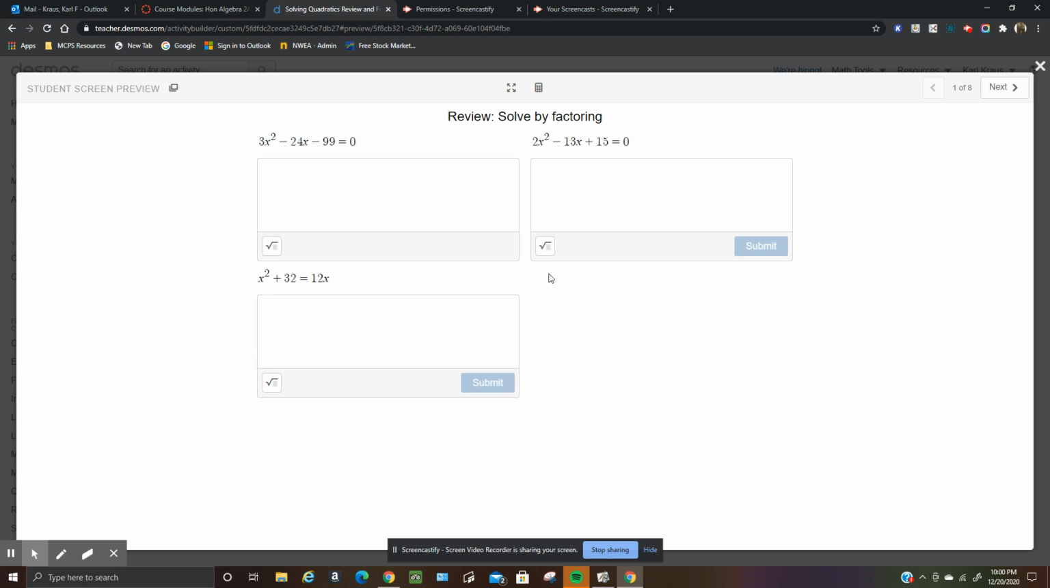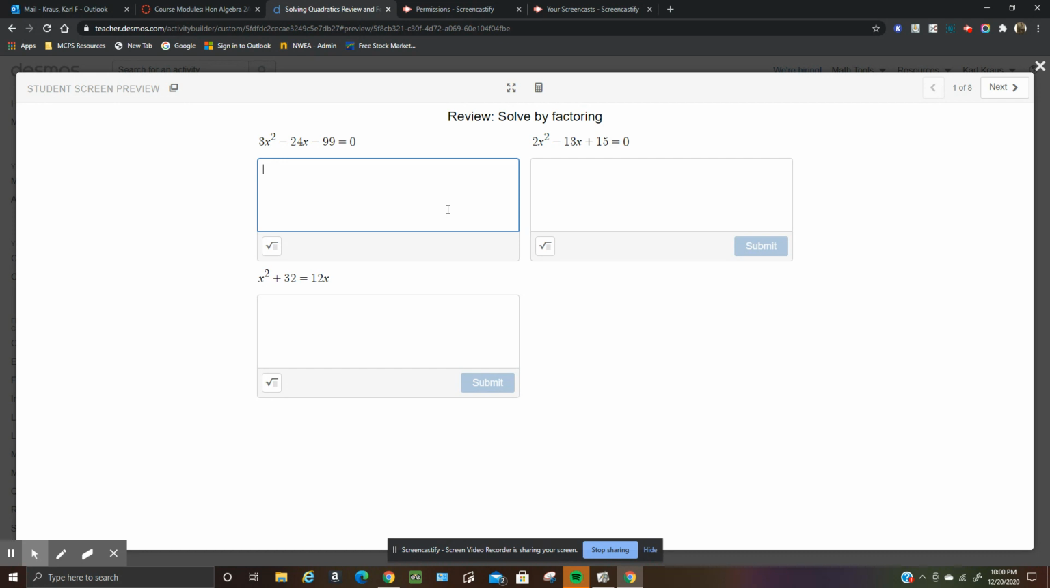All right, this is the review of solving quadratics. The first slide says to solve by factoring. I don't think we had any of these examples in the slides we did.